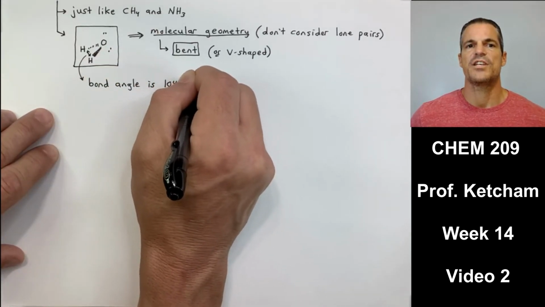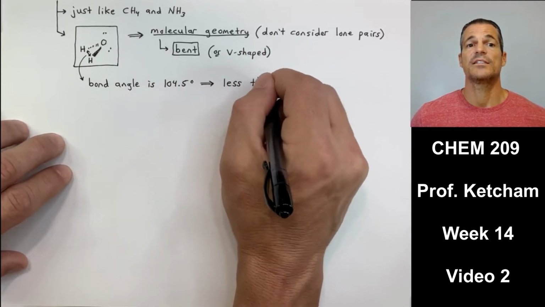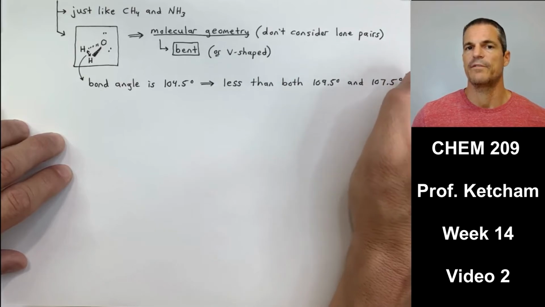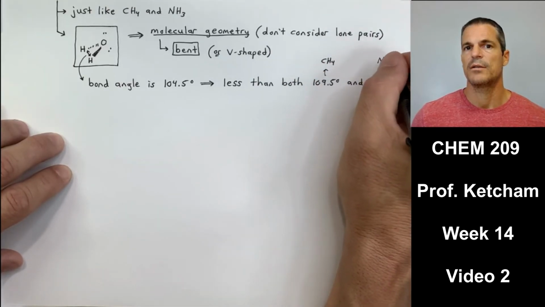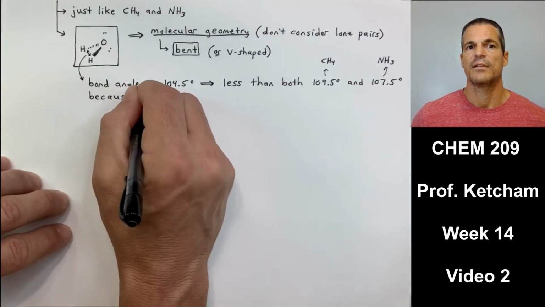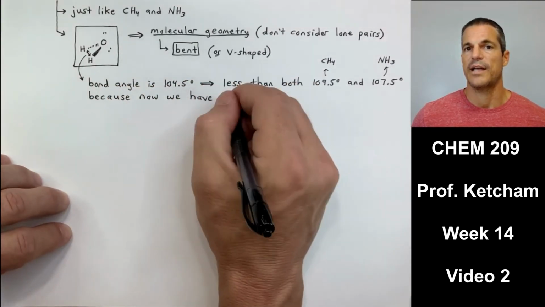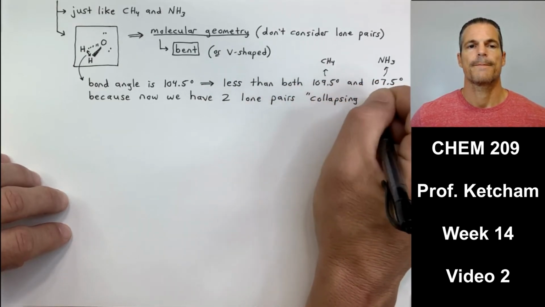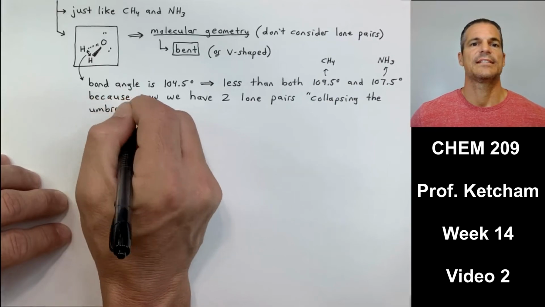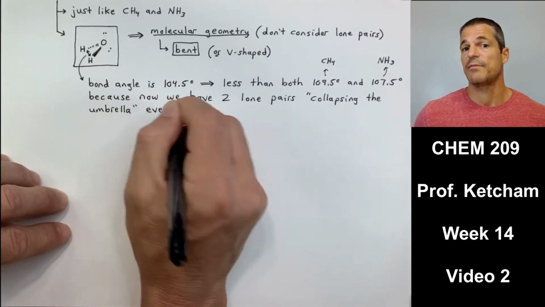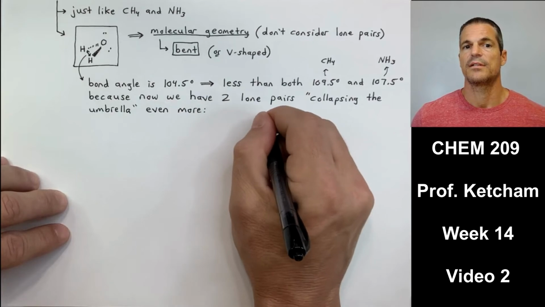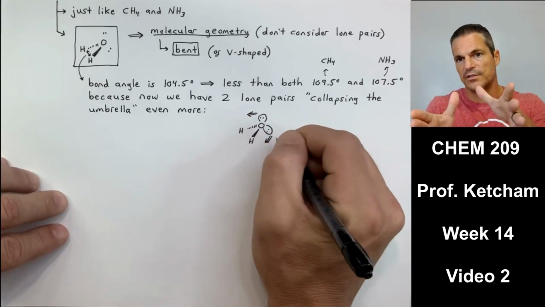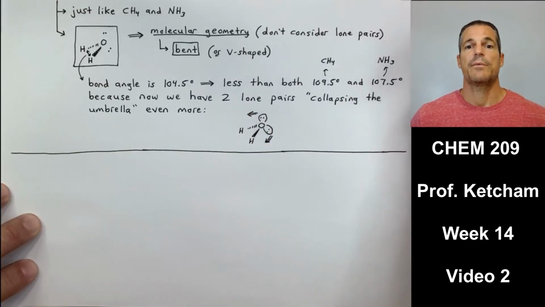Some other people call it V-shaped. We're going to call it bent. Now this bond angle is 104.5. As you add more lone pairs, CH4 was a 109.5 bond angle. Then we have a 107 bond angle. Now we're down to 104.5. Those electron pairs are really collapsing that umbrella down, if you will. So the bond angle is 104.5. It's less than both 109.5 and 107 because now we have 2 lone pairs collapsing the umbrella even more. And I've drawn a little sketch here just to show you how we're really closing in. So that was how we do that for H2O.